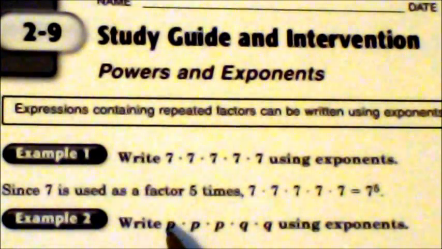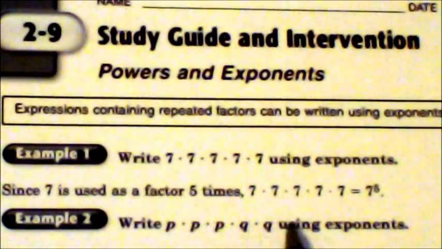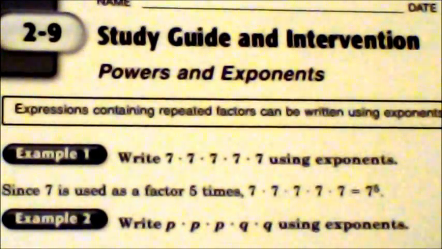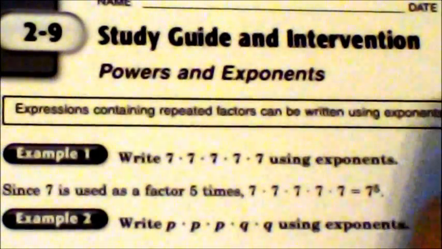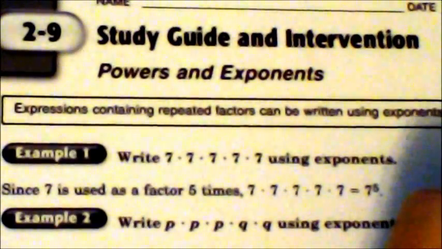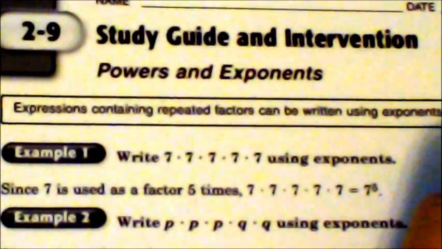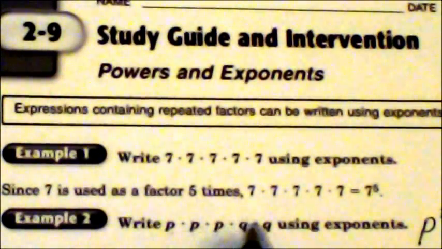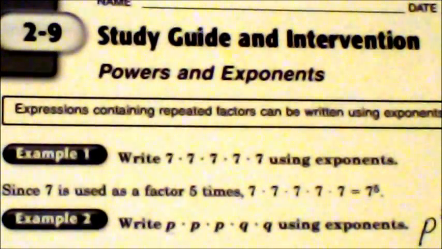It doesn't matter what the factor is. The factor could be variables. P times P times P times Q times Q. Written exponentially, that would be P to the 3rd power times Q to the 2nd power, because I have three factors of P and 2 factors of Q.